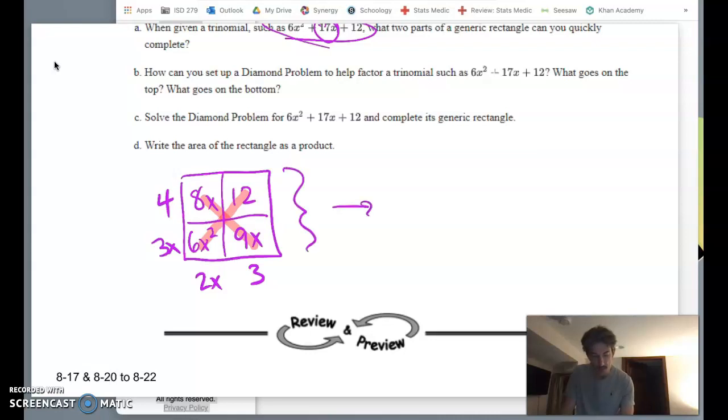Okay, so what does that look like? That is going to be 3x plus 4, and finally 2x plus 3.